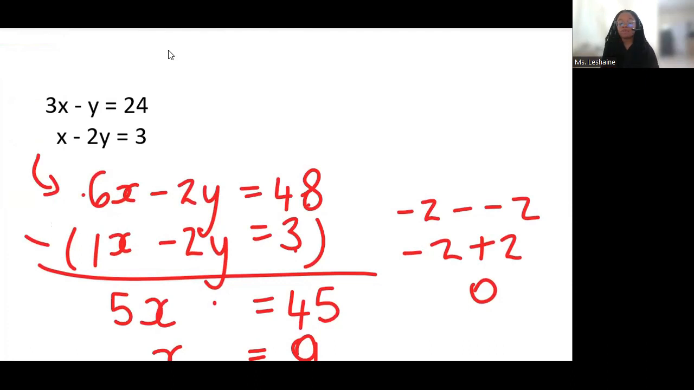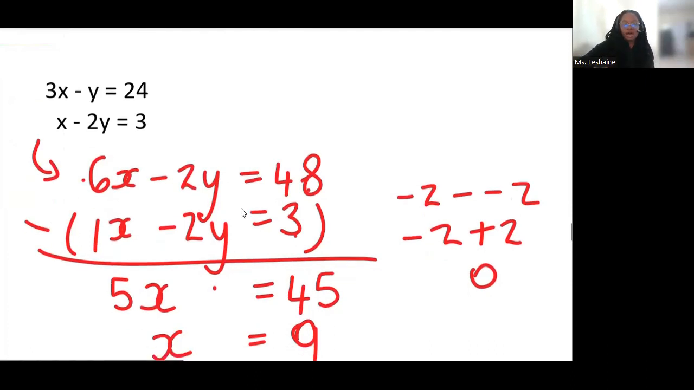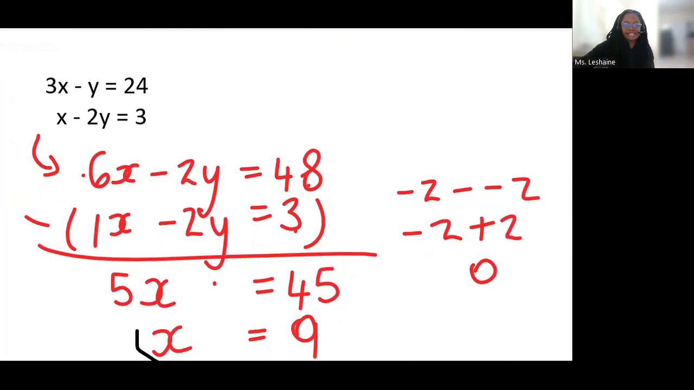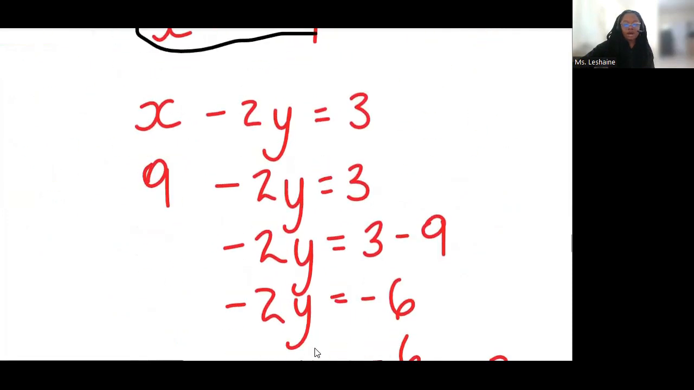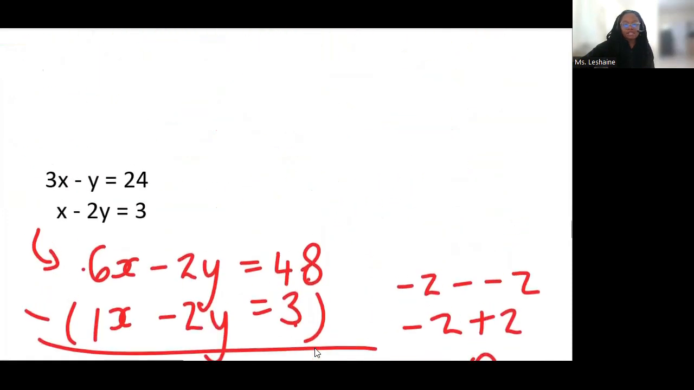Now, you may be wondering, how can I check my solutions? How can I know if I'm correct? Now, if x is 9 and y is 3, that means when I substitute x is 9 and y is 3 into my problems, they should work. And always check both of your equations because sometimes it works for one and not the other. And if it doesn't work for both of them, then you have some more work to be done. You have to double check that answer.